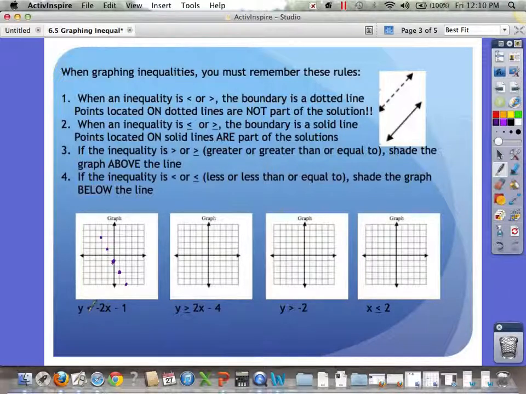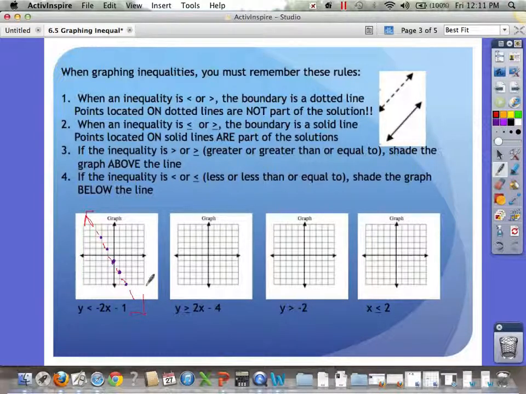All right, so looking up at my rules up there, a less than without a line underneath it means it is a dotted line. So I'm going to change my color so you can see. I'm going to make this a dotted line. Now, I'm going to start and I'm going to dot in between, kind of like that. So you see it's not a solid line. Okay?